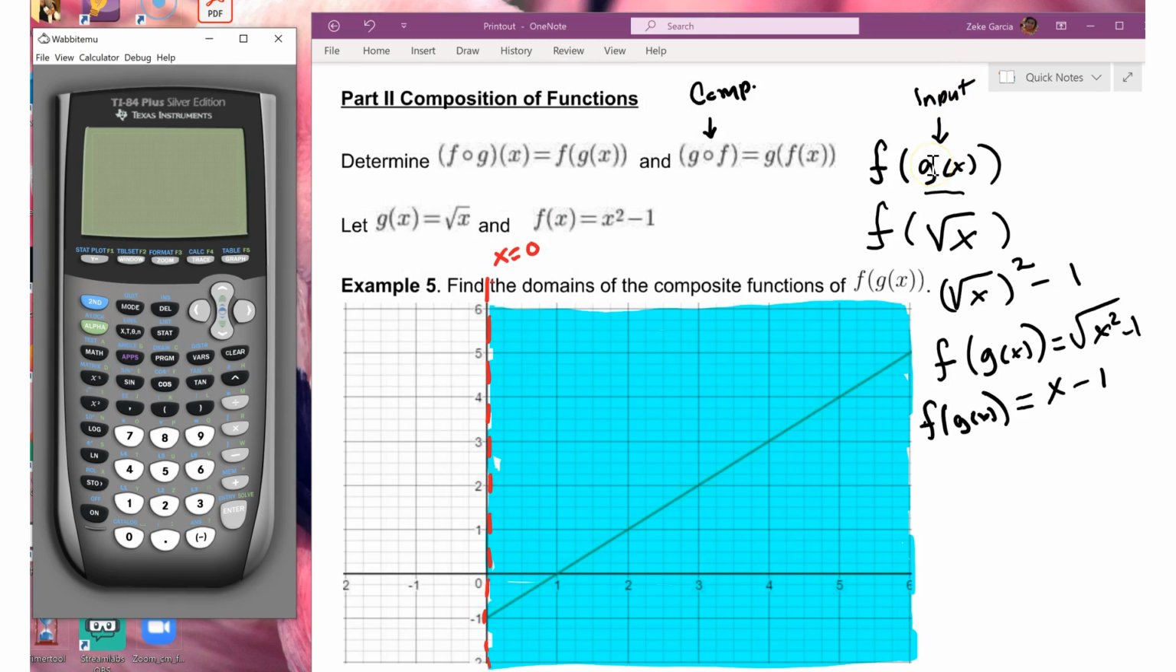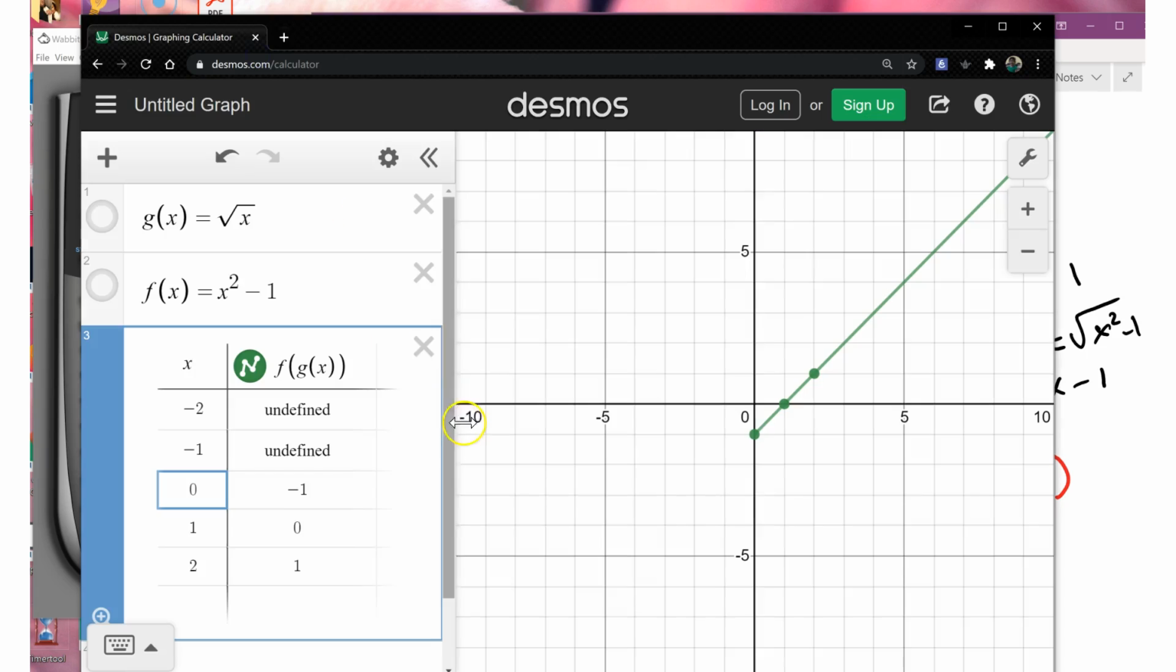So what is a domain? The domain is actually 0 to infinity. Why? Because of this square root right here. Anything below 0, x equal -1, x equal -2, is going to be undefined, and I just showed it to you using decimals. -2, -1, anything below 0, it's going to be undefined. So our graph looks like that.